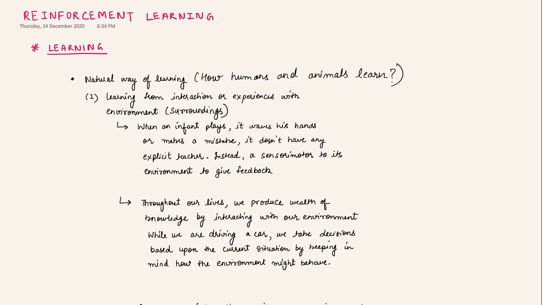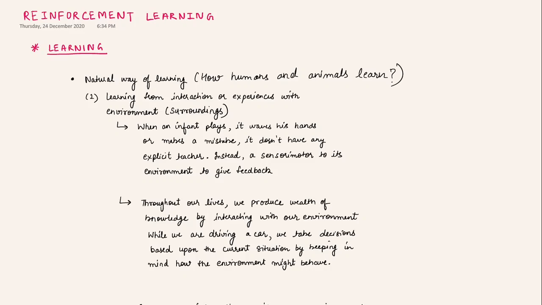Before jumping into reinforcement learning, first of all, let's try to understand what learning is. How do we humans and animals learn? The way we humans and animals learn is by interacting with our surroundings or our environment, which is also called the natural way of learning. If you look at an infant or a newborn, he or she does not have any information about the surroundings or the environment. The way the infant acquires knowledge is that it interacts with the environment, collects experiences, and learns from that.